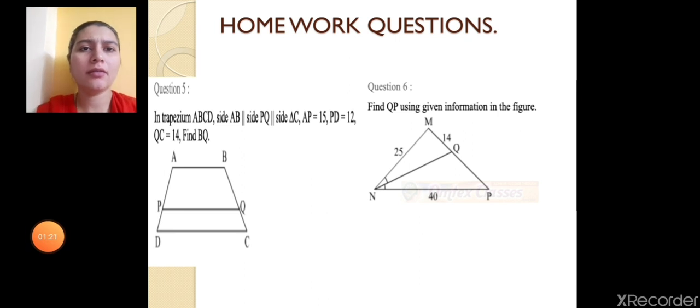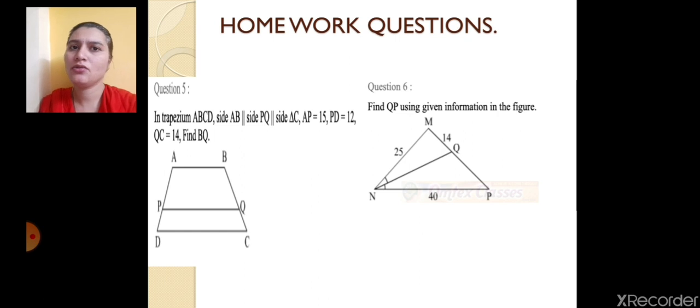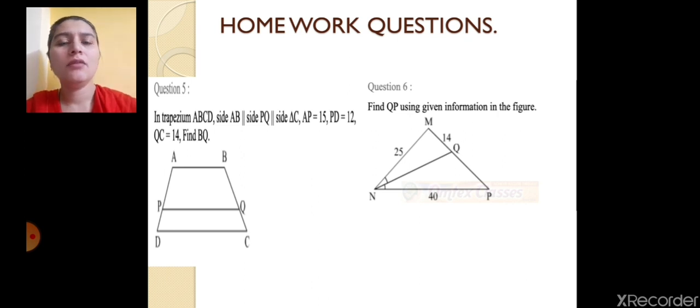So here in trapezium ABCD, AB is parallel to PQ and PQ is parallel to DC. AP value is given, PD is given, QC is given, and you have to find the fourth side, that is PQ. Now I am talking about these 3 parallel lines are given. What comes to your mind? Yes, which theorem? Theorem of 3 parallel lines. So here you have to state the theorem, write the answers in the ratio form AP upon PD, PQ upon QC, cross multiply it and write the final answer.